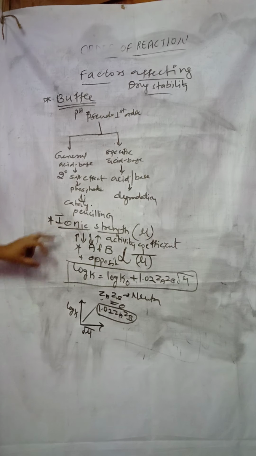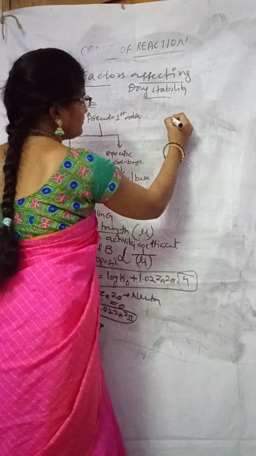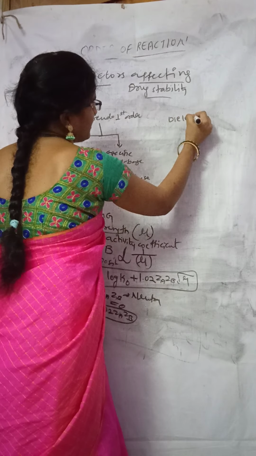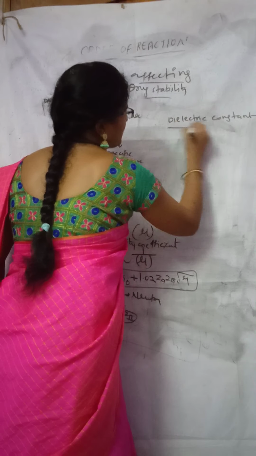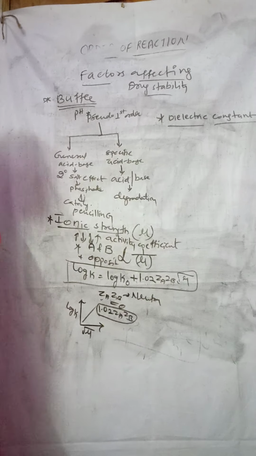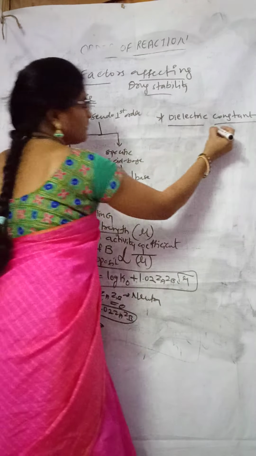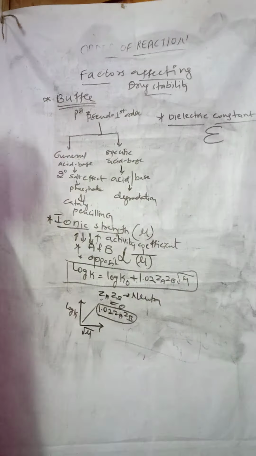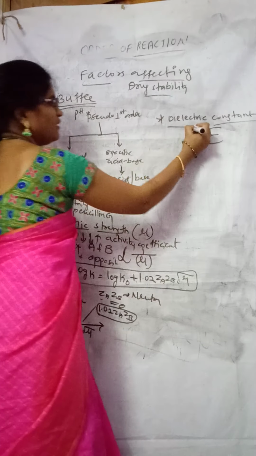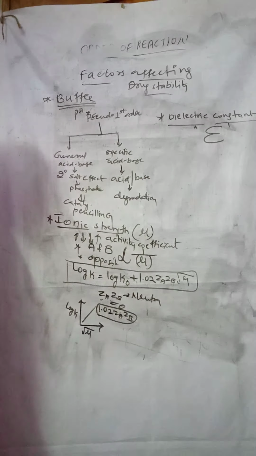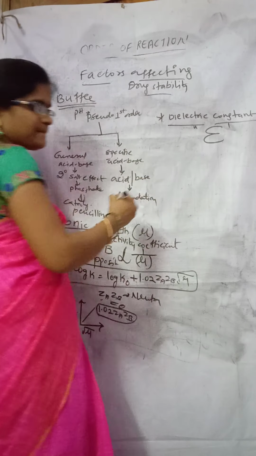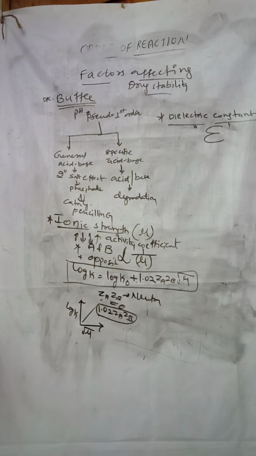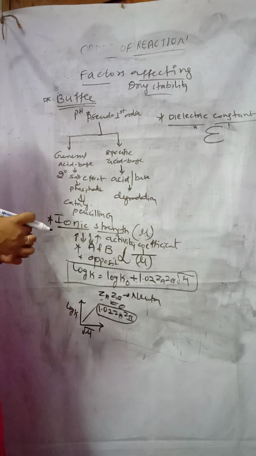Okay, so next we will see dielectric constant. Next, internal factor dielectric constant, which is indicated by the symbol epsilon. Okay, so this dielectric constant will also affect the stability of the product.